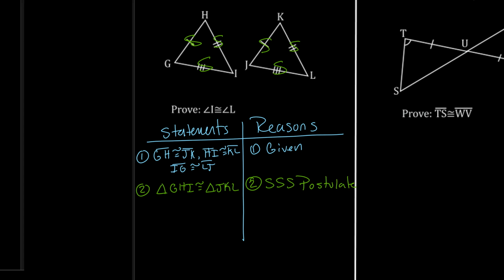And step 3. What am I trying to prove here? The corresponding part. I'm trying to prove I is congruent to L. How do I now know that these corresponding parts are congruent? With the CPCTC. Good. And I'm done. And yes, you can abbreviate. Isn't that wonderful?